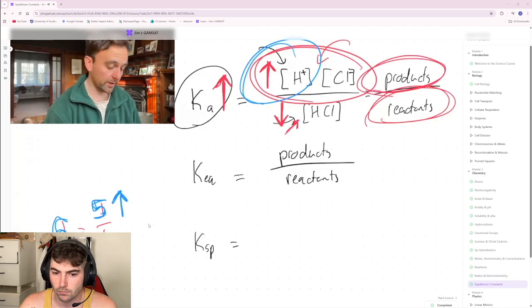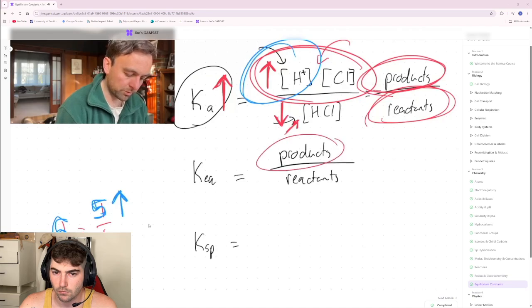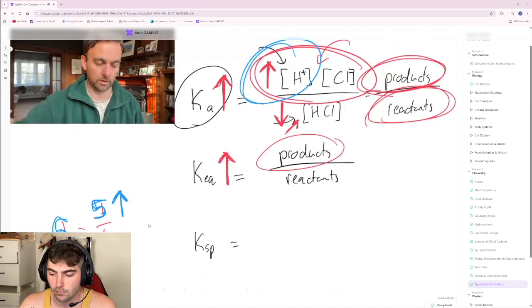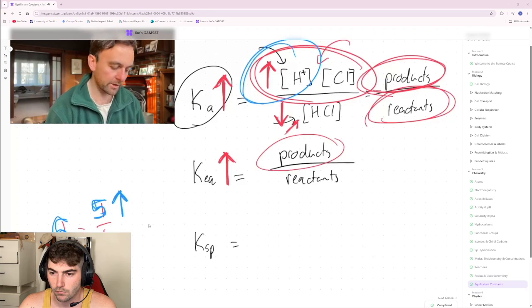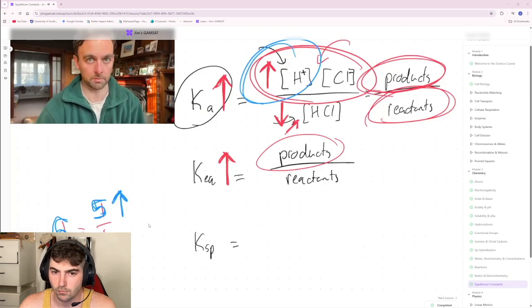Now, KEQ is literally the same. It's just saying that you're going to have more products. If you have a high KEQ, it means when you reach equilibrium, you're just going to have more products than reactants. So basically the KEQ is just the acid dissociation constant of things which aren't acids. So if you had something that is more likely to form the products, then that's going to have a higher KEQ.